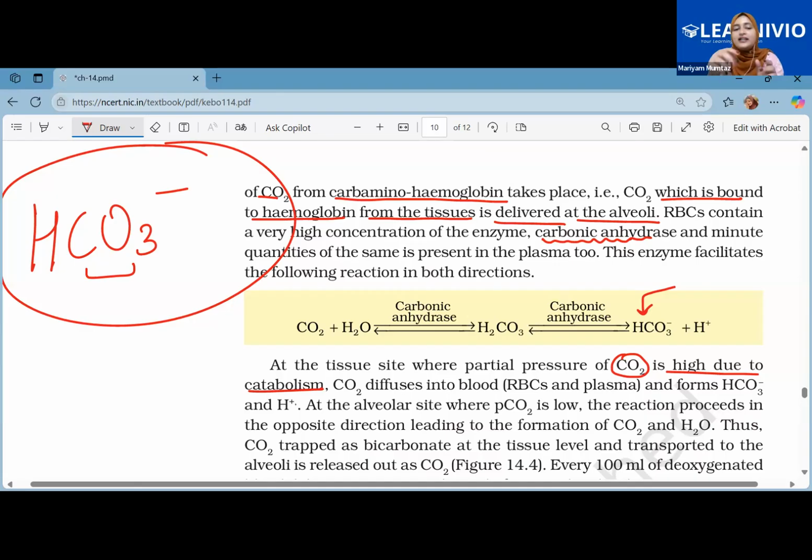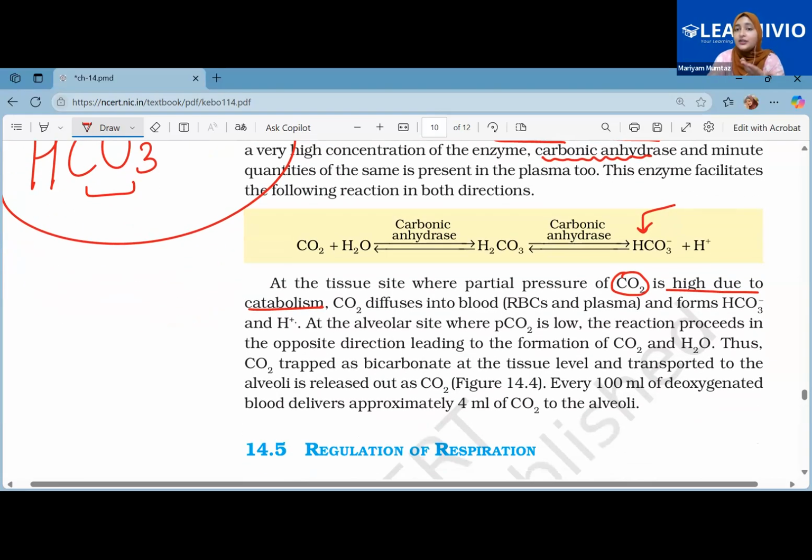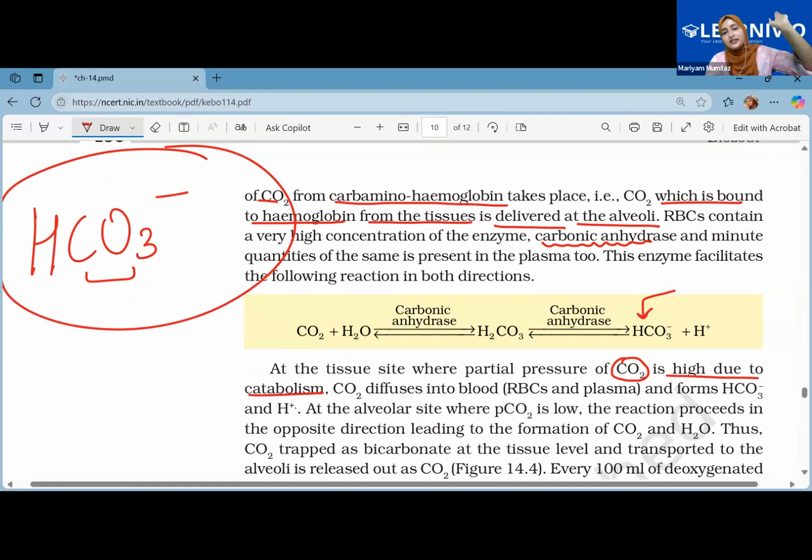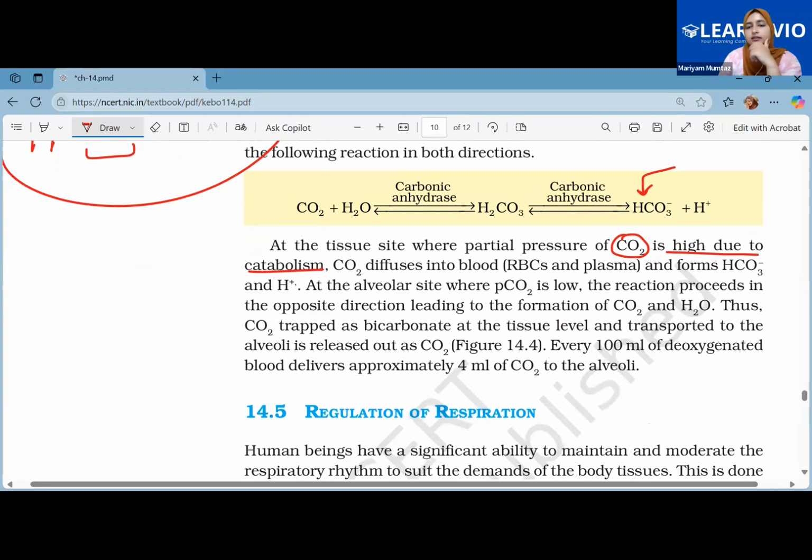See, this is why I don't like NCERT, because they are not clearly telling you what is happening. Suddenly from carbamino, they are jumping to carbonic anhydrase. But you have understood, na? Okay.